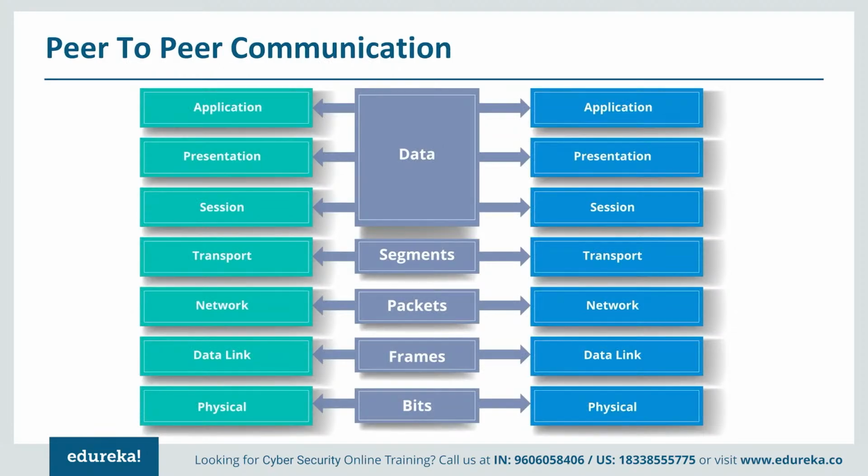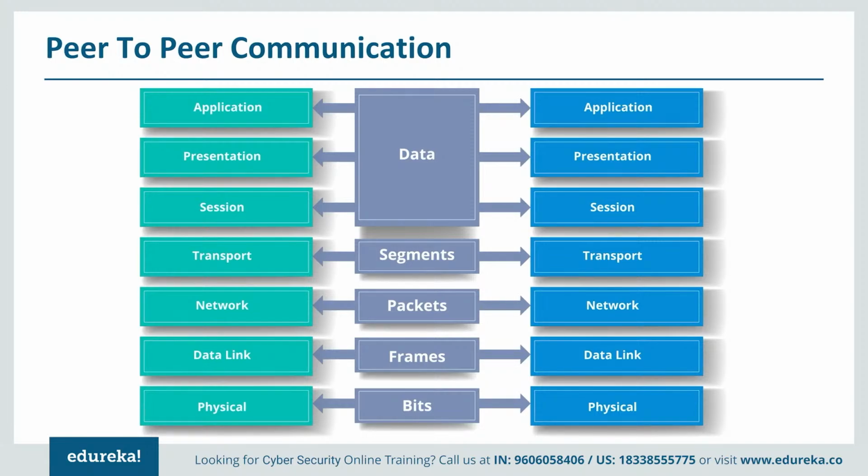So this is how peer-to-peer communication works. The physical layer can understand the physical layer. The data link layer can understand the data link layer, but the word is frames. The data link layer can only read and understand frames. The network layer is for packets, and the transport layer is for segments. And the top 3 layers are considered data. This is the OSI model.